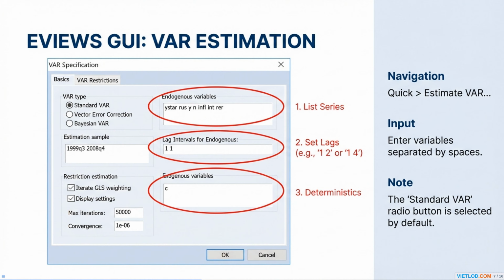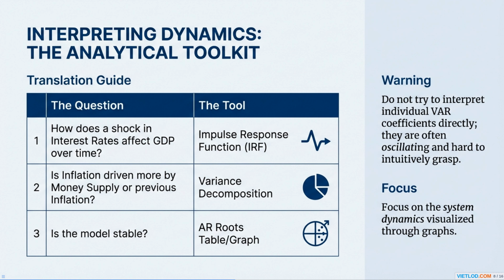Next, you specify the lag interval. For example, 1 2 tells EViews to include the first and second lags of all variables in each equation. Finally, you can include deterministic variables like a constant or a trend in the Exogenous Variables box. For a standard VAR, the Standard VAR radio button is selected by default.